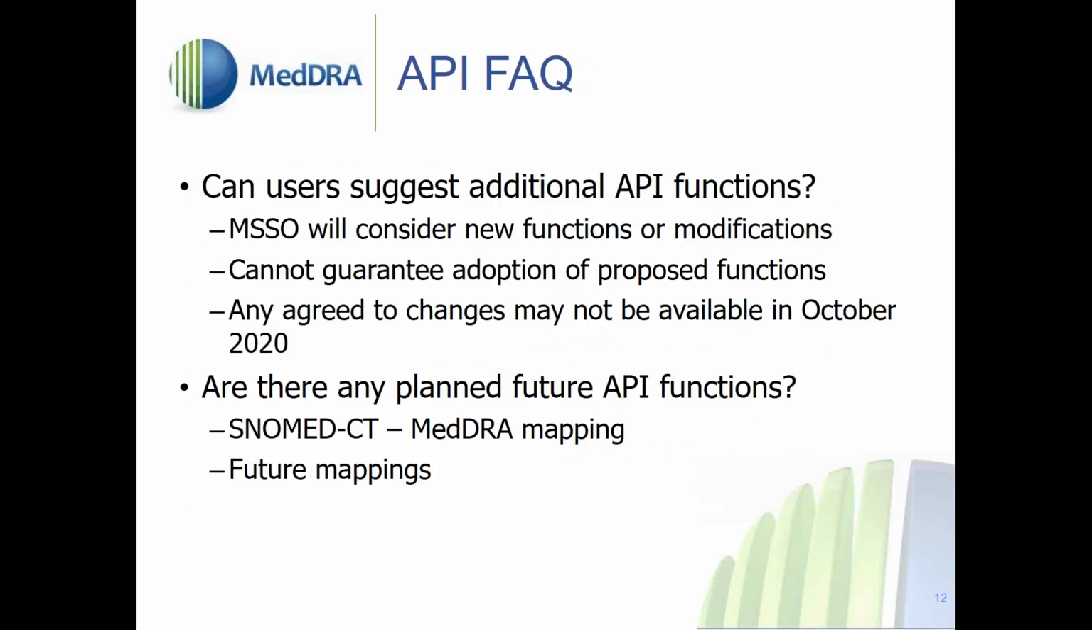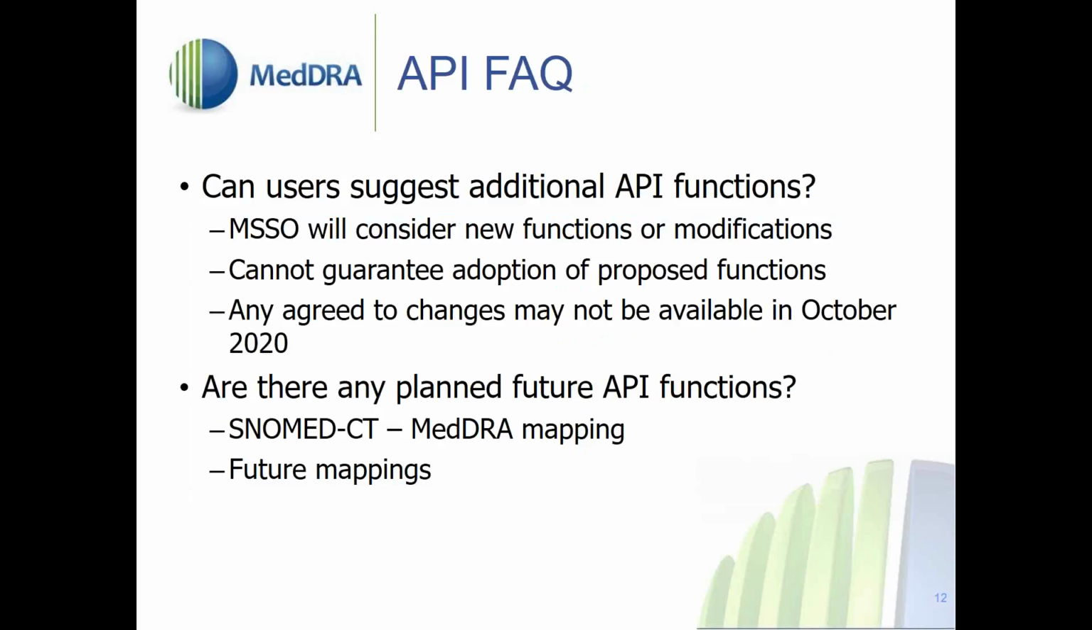Now, is it possible in your feedback to suggest additional API functions? The answer to that is yes. However, the MSSO cannot guarantee that we would adopt any requested functions, or for functions that we would agree to develop, there's no guarantee that we'd be able to provide those by the October 2020 deadline. Our goal is to get a standard set of APIs out first before we do any additional work. Now, having said that, we do plan for future API functions.